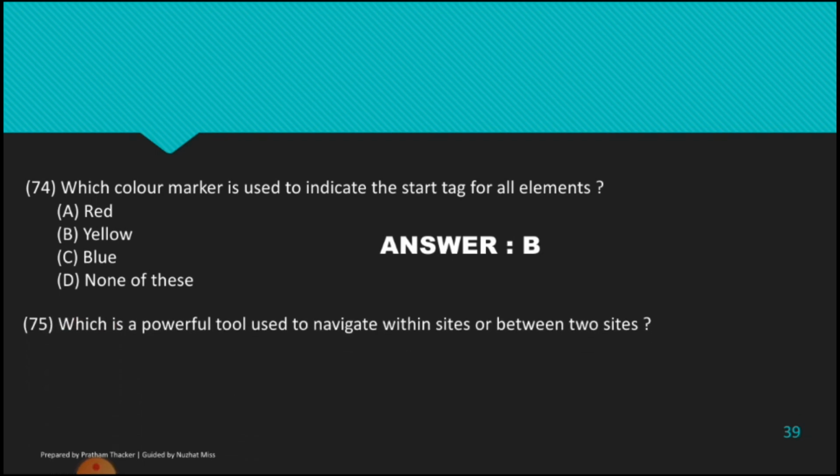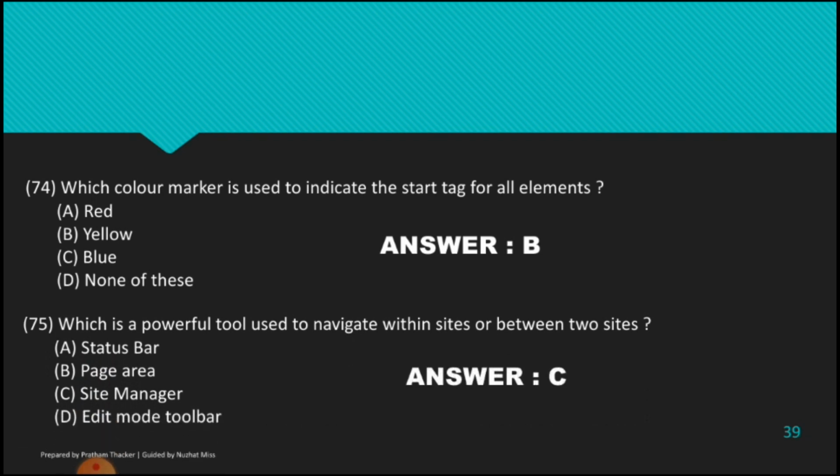Question number 75. Which is a powerful tool used to navigate within sites or between two sites? Option A, status bar. Option B, page area. Option C, site manager. Or option D, edit mode toolbar. Answer is option C, site manager.